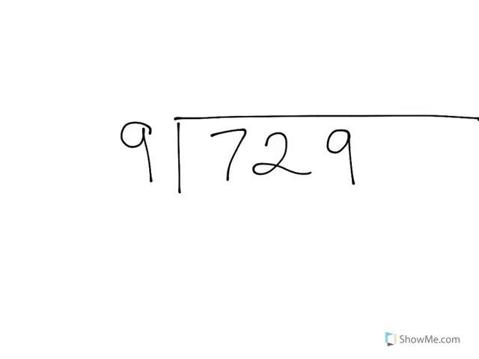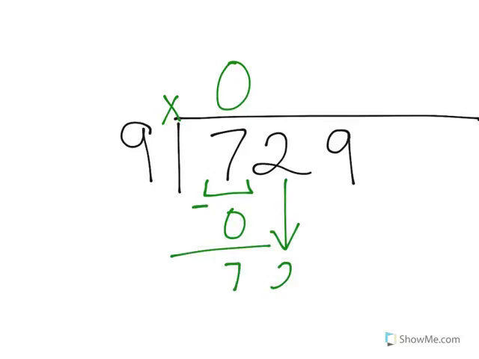So to do that, as you might recall, you want to first try to divide 7 by 9. Well, you know that nothing goes into it, so 0. 0 times 9 is equal to 0, and we subtract it from 7, and we get 7, and then we bring down the 2. And now 9 times what gives you 72? 8 times 9 is equal to 72, so we subtract it from 72, we get 0.